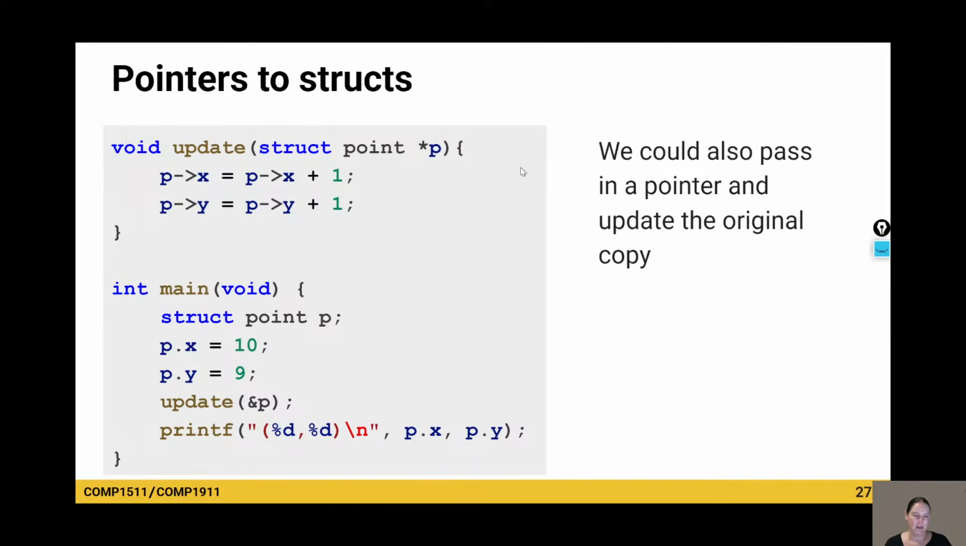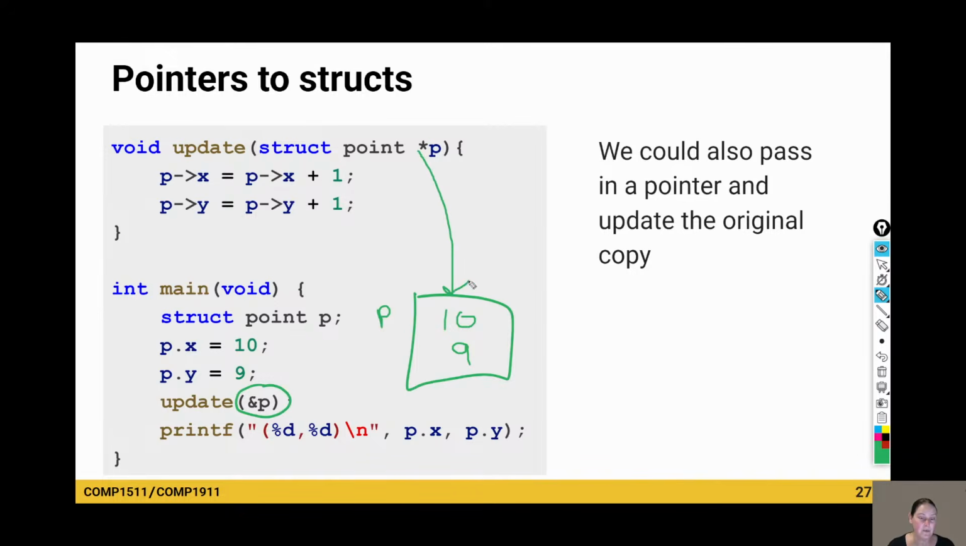So we could write something like this. Again, instead of passing in a copy, where's my pen stopped? Okay, this is my point. Instead of passing in a copy, I'm passing in the address. So now this function has a pointer or the address of this struct.